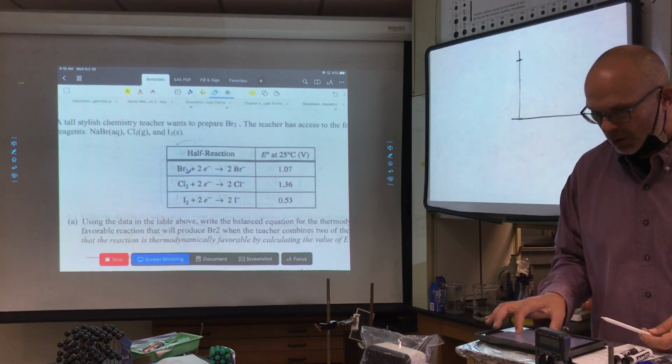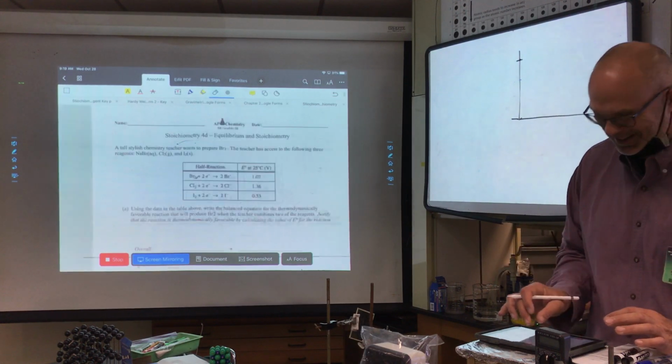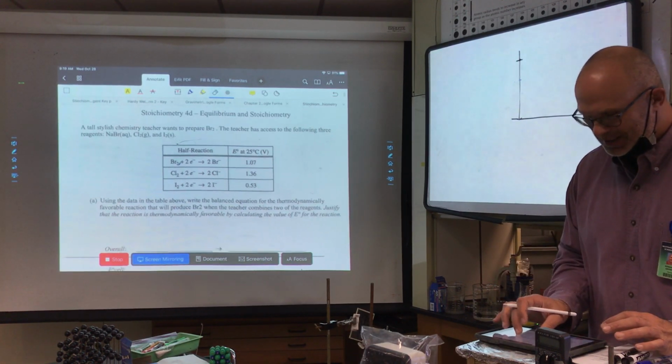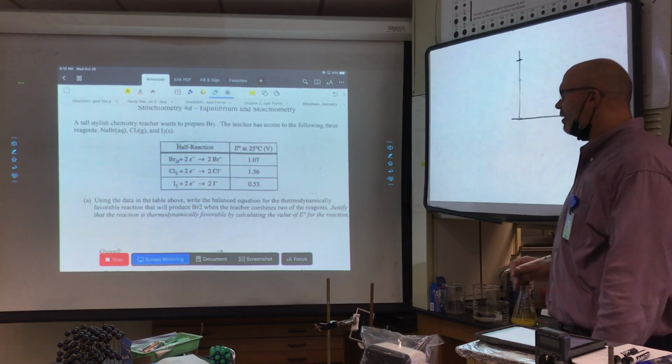So what we have is a tall, stylish chemistry teacher. Obviously that's not me, so I don't know who that is. The tall part I got down. The stylish I'm still working on. All right. In any case, the teacher has access to the following three reagents.